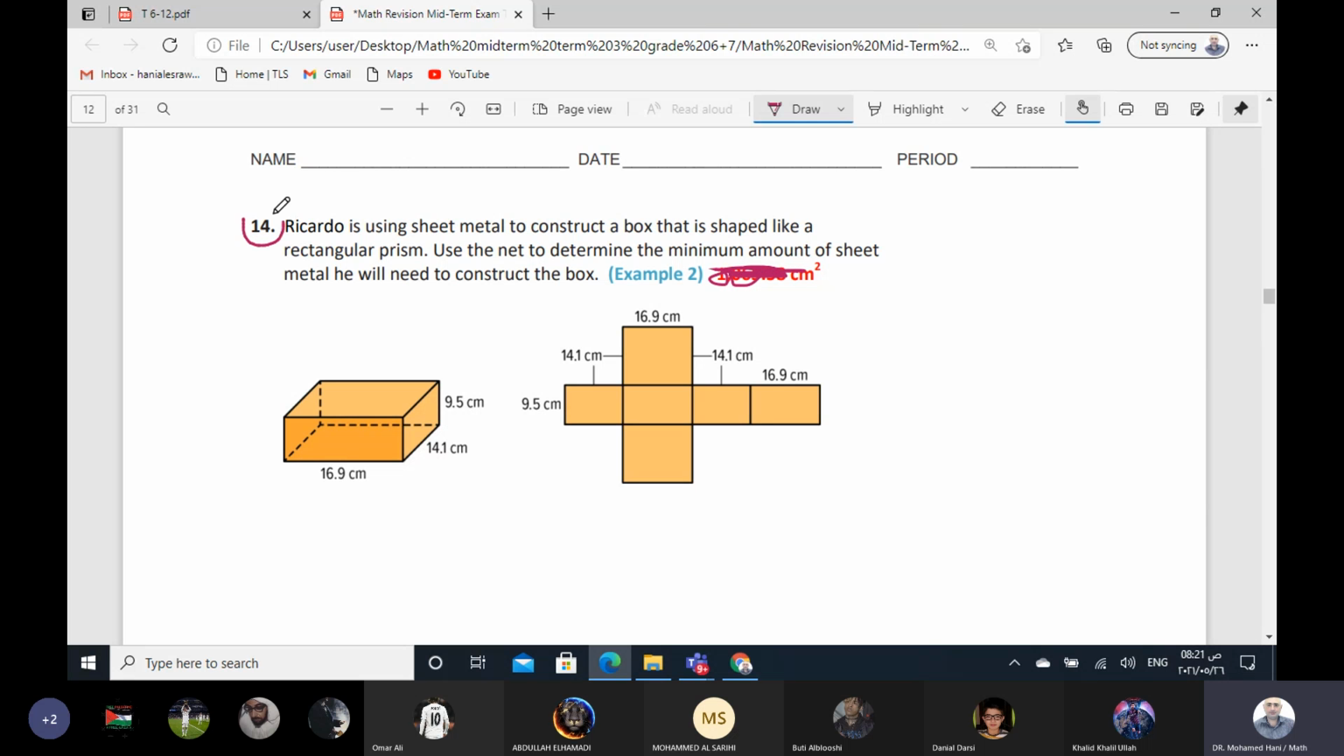Okay, number 14. Ricardo is using sheet metal to construct a box that is shaped like a rectangular prism. Use the net to determine the minimum amount of sheet metal he will need to construct the box. We have this net and we want to find the surface area. I want you to try to find the surface area, then tell me what is your answer. Start, please.